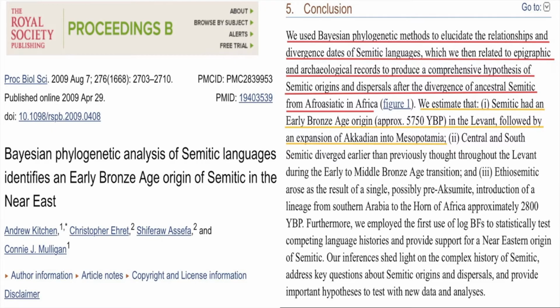This is from Bayesian phylogenetic analysis of Semitic languages identifies an Early Bronze Age origin of Semitic in the Near East, and it says, we estimate that Semitic had an Early Bronze Age origin in the Levant, followed by an expansion of Akkadian into Mesopotamia. And this fits along with haplogroup E with early Semites.